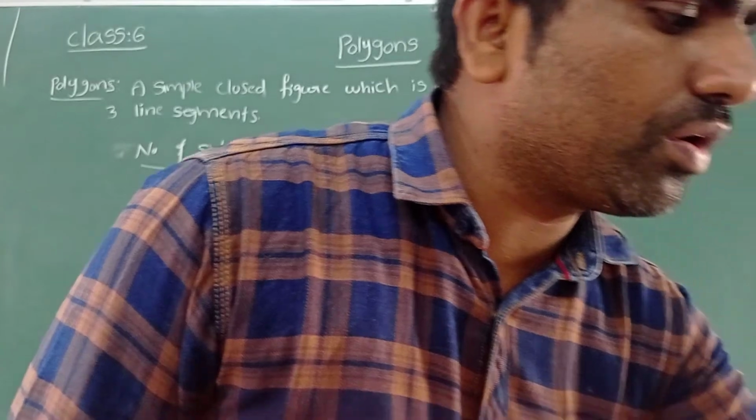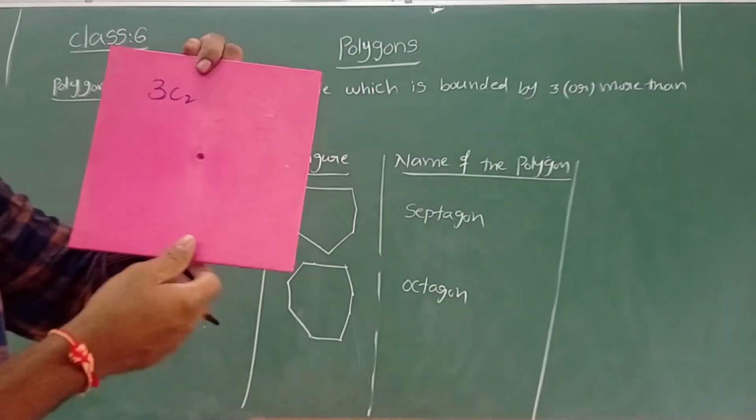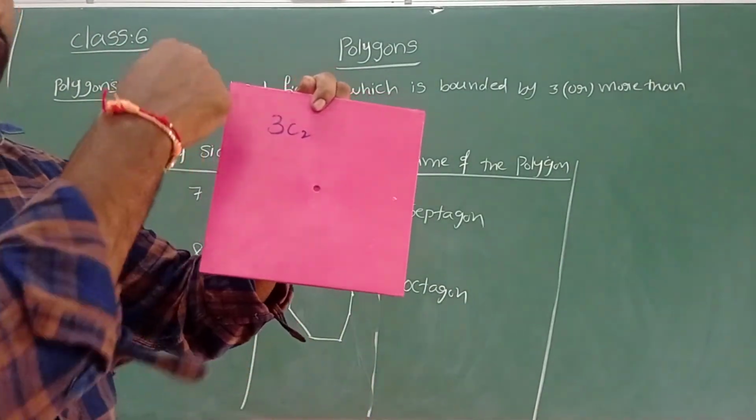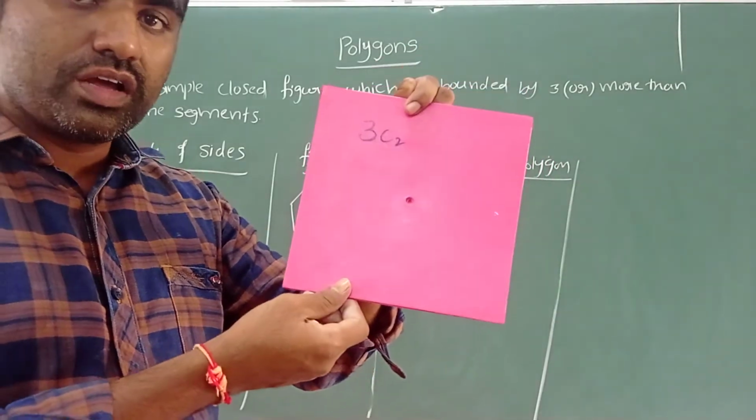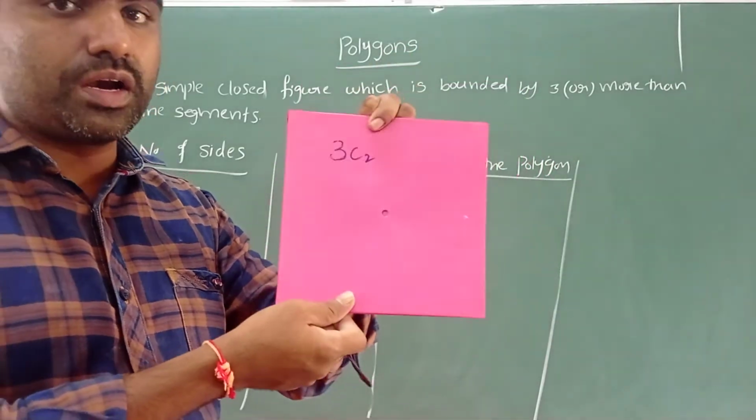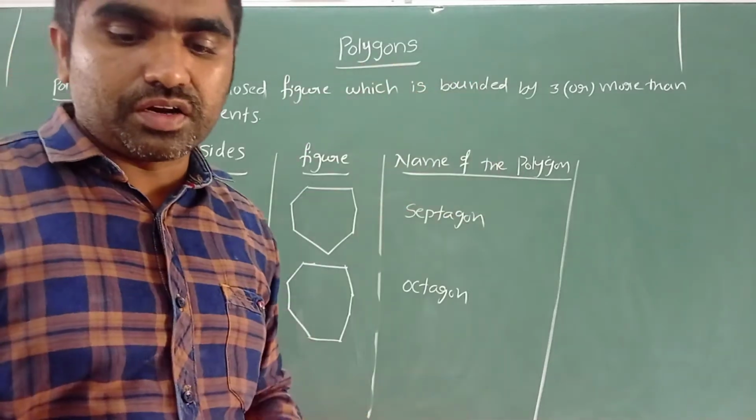Let's see one more polygon. Here you can see one polygon which has 1, 2, 3, 4. It is a simple closed figure bounded by 4 sides. It is called a quadrilateral. A 4 sided polygon is called a quadrilateral.